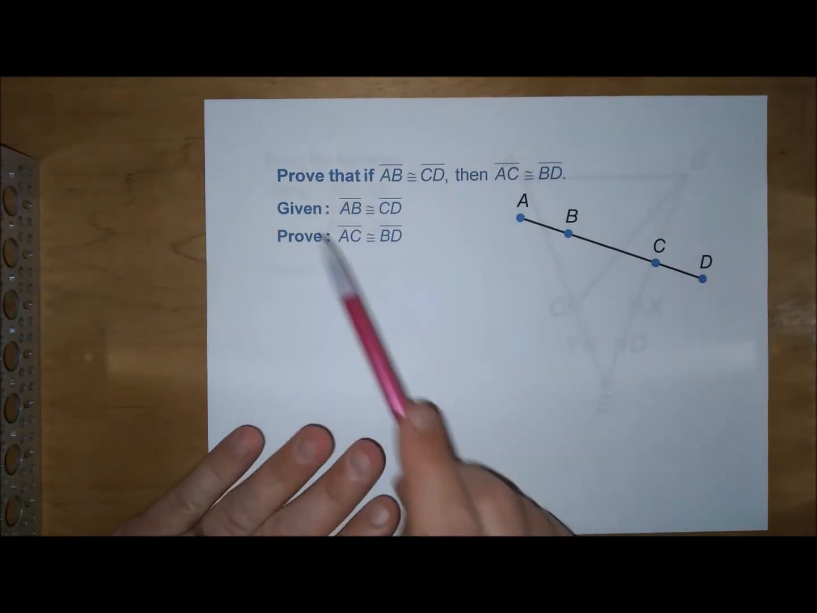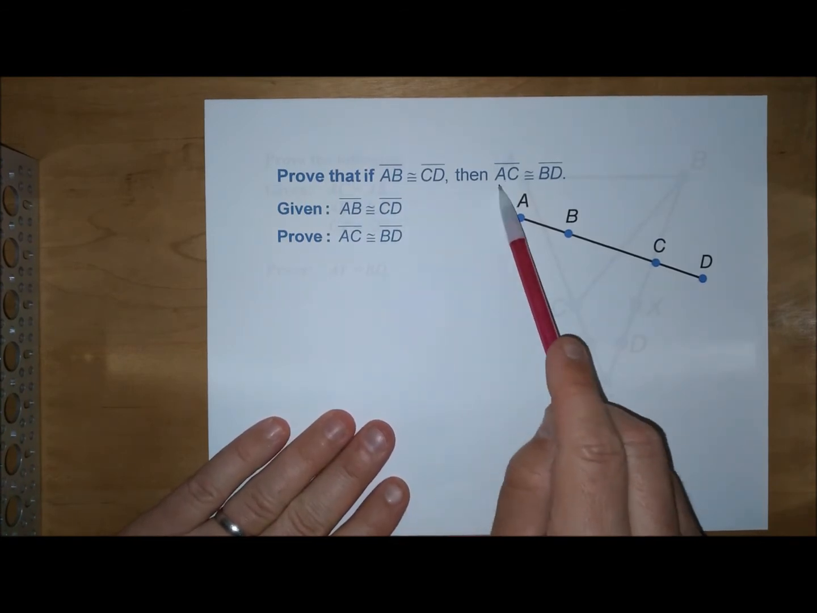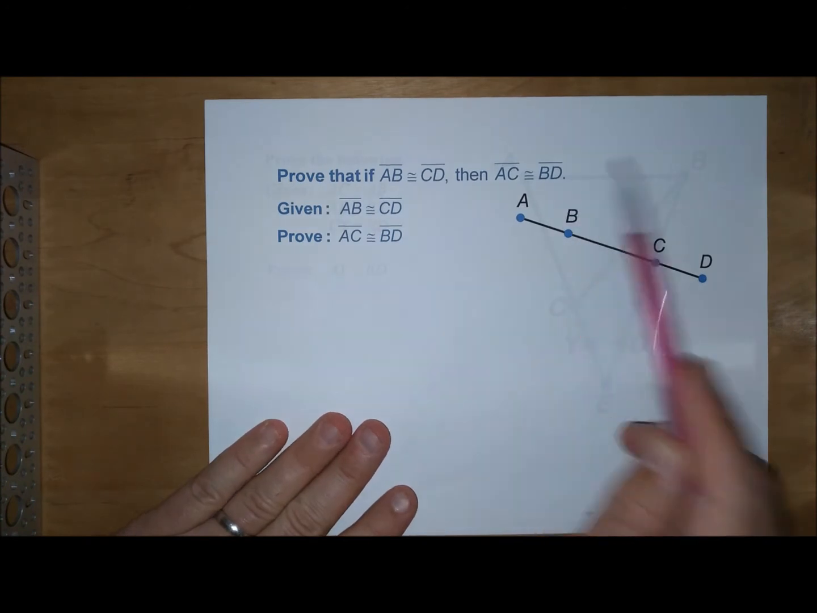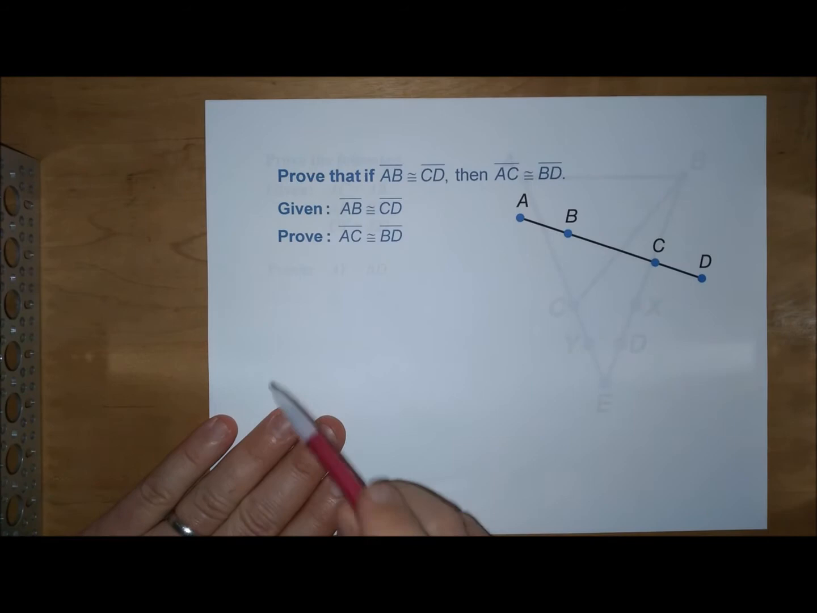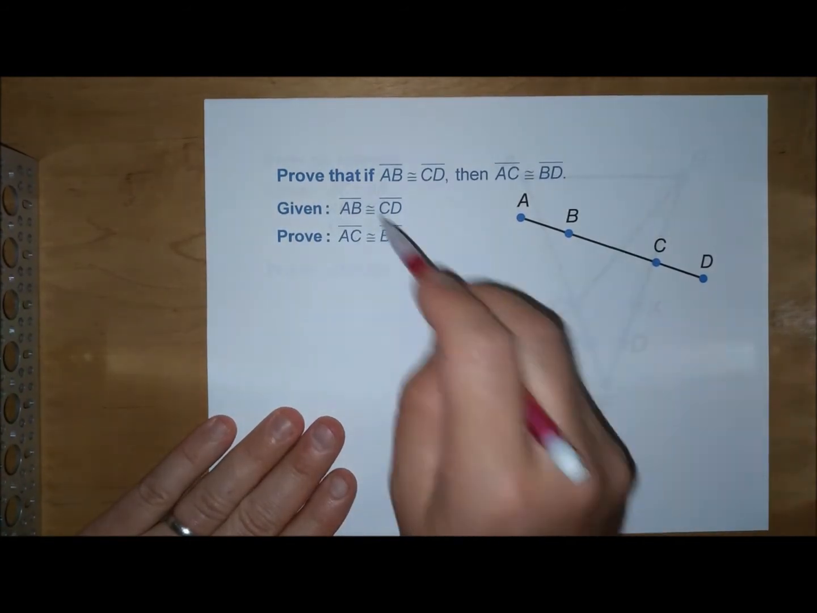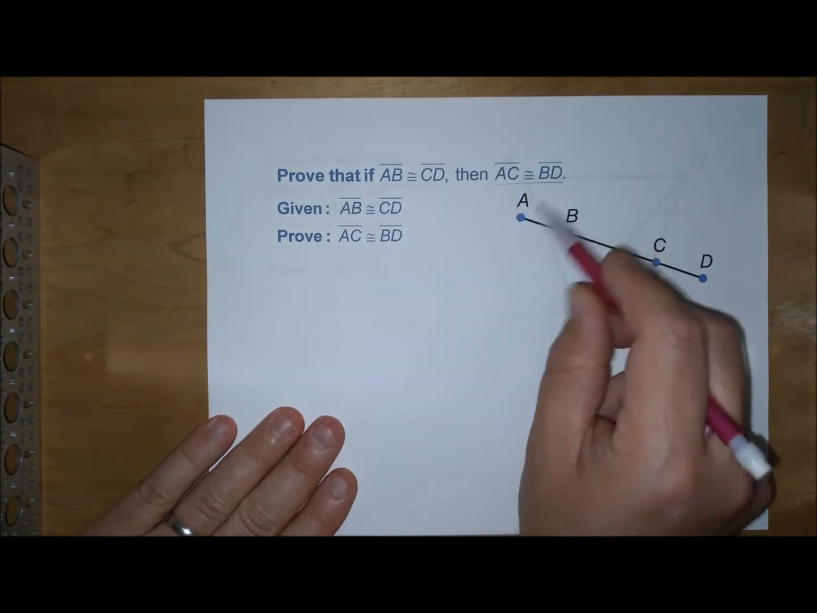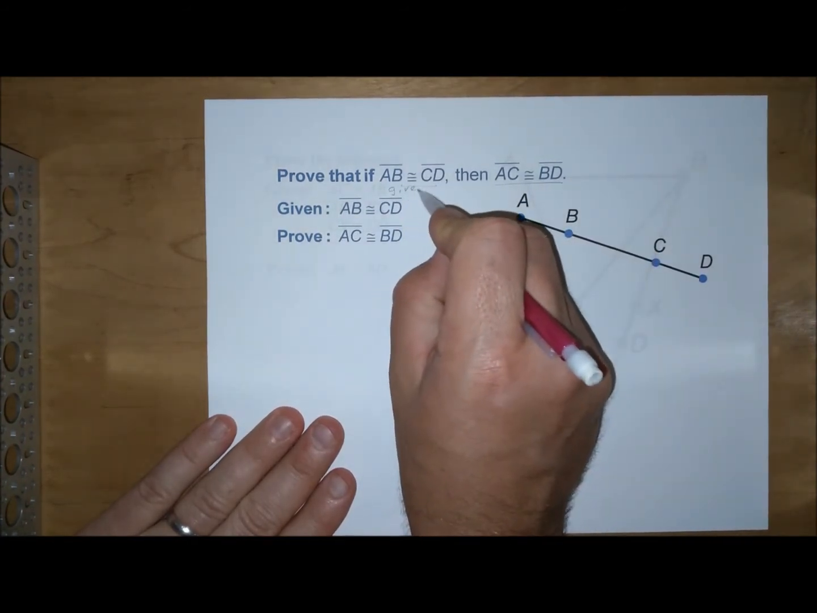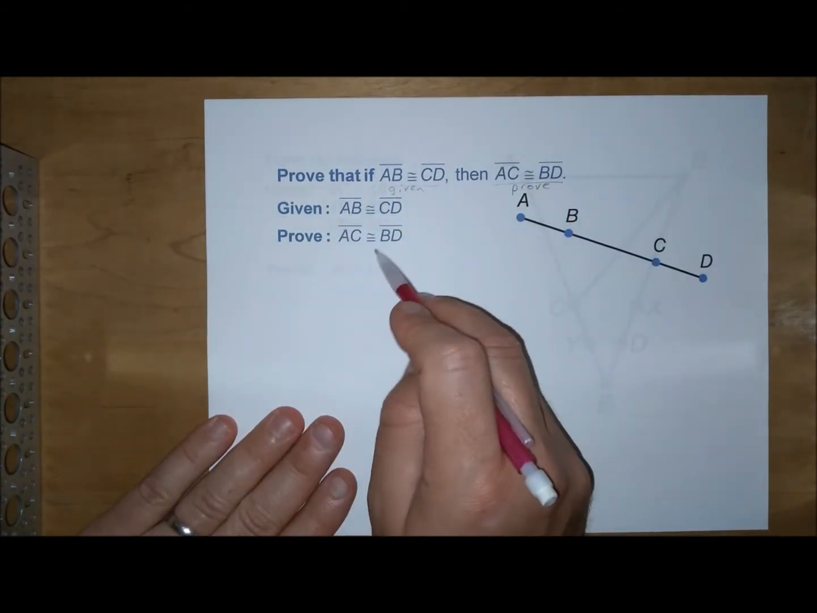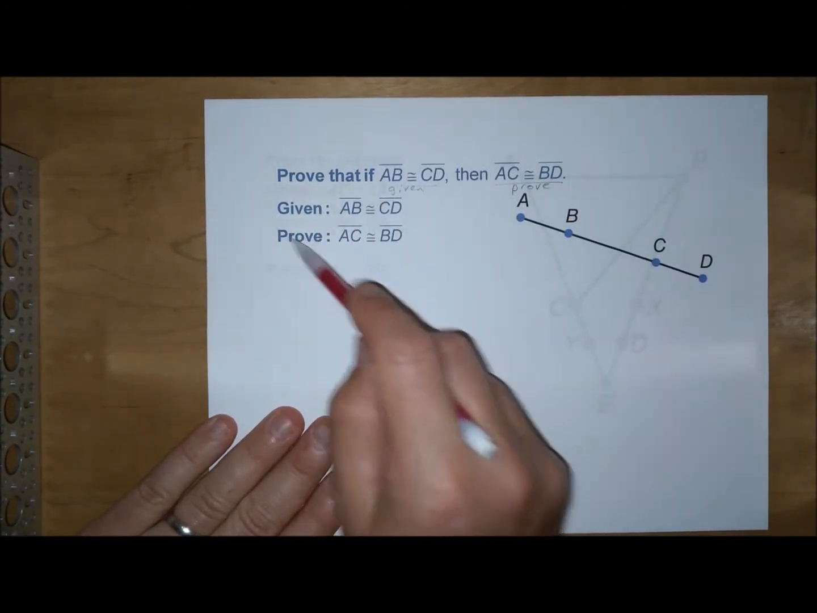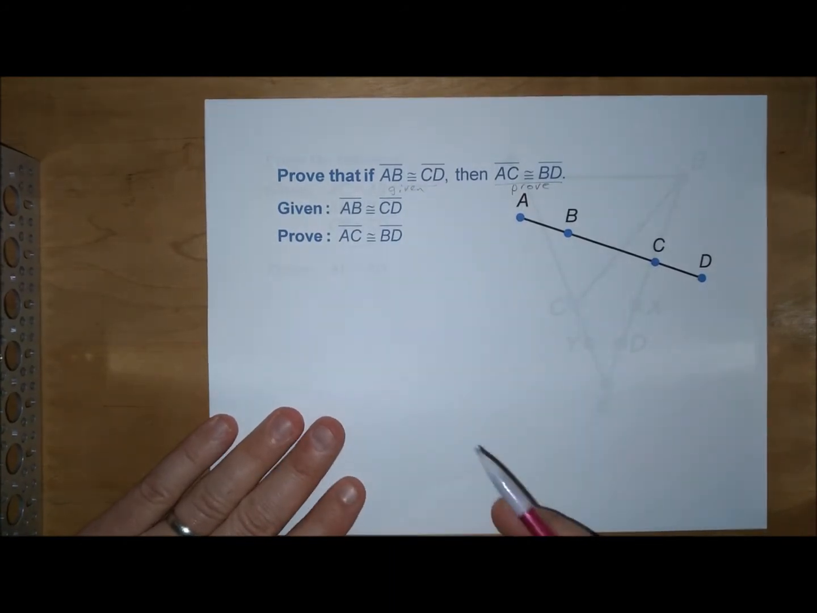Okay, here they want us to prove that if segment AB is congruent to segment CD, then segment AC is congruent to segment BD. Okay, so let's go ahead and set this up. We've got some given information. Again, notice that pattern. If hypothesis, then conclusion. If given, then prove. Okay, just in case they don't give you this extra bit. Sometimes they don't give it to you, but they're summarizing it here for you. This is the given information, and that's what we're being asked to prove.